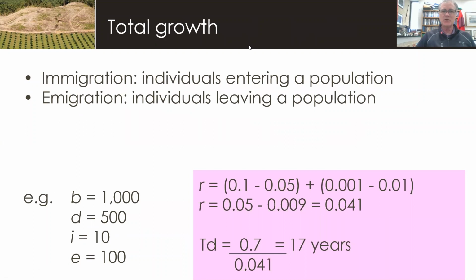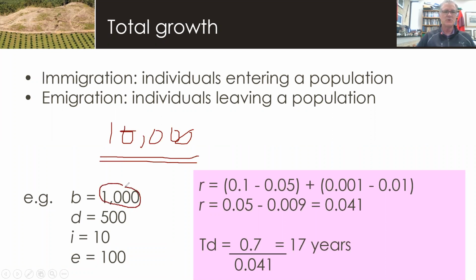So if you are to then calculate the actual growth rate of a population, let's say we're back at a population of 10,000 here. I know this looks like some complex math, but it's very simple. So let's say we've got a population of 10,000, and we've got a birth rate of 1,000 per 10,000, a death rate of 500 per 10,000, an immigration rate of 10, and an emigration rate, people are leaving, at the rate of 100. So how do you calculate the growth rate of that population and the doubling time?